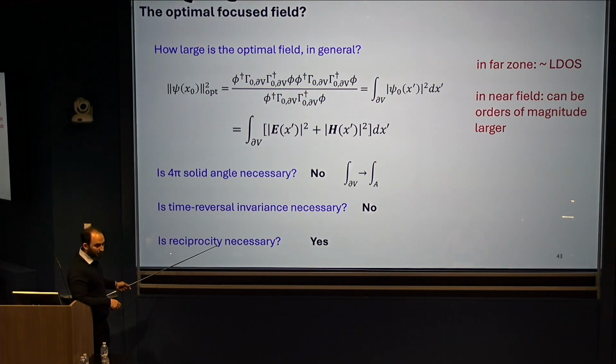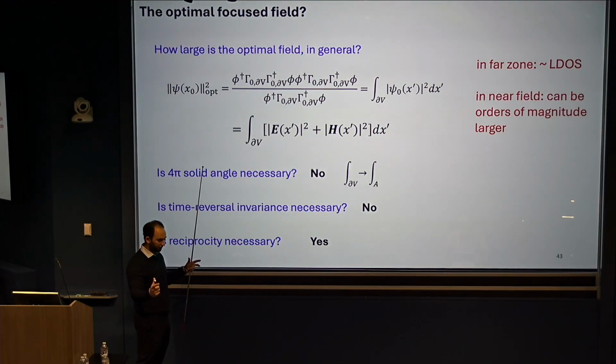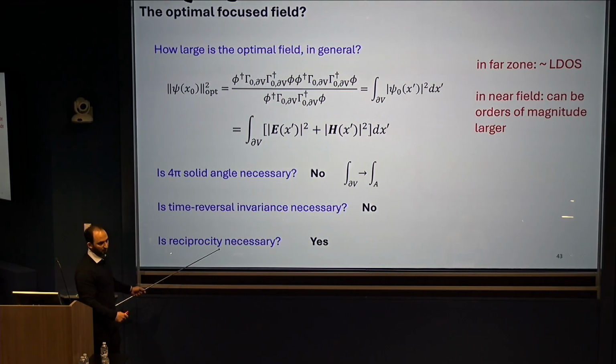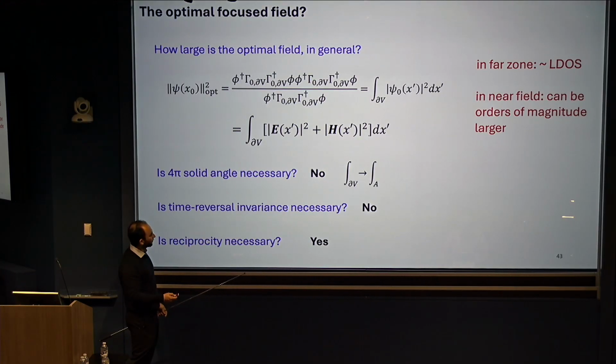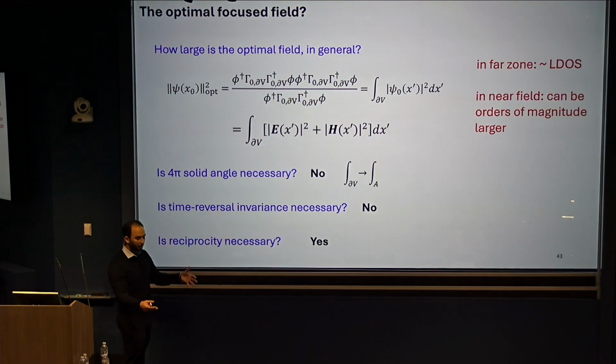And finally, is reciprocity necessary? Yes. It was necessary to take the Green's function from the boundary to the origin and flip it around to use reciprocity. And so I think what I'd say is this. What time reversal gives you is a very nice description of what are the fields that are produced when you take the time reverse currents on the boundary.